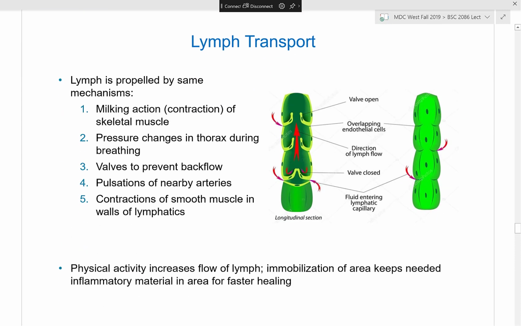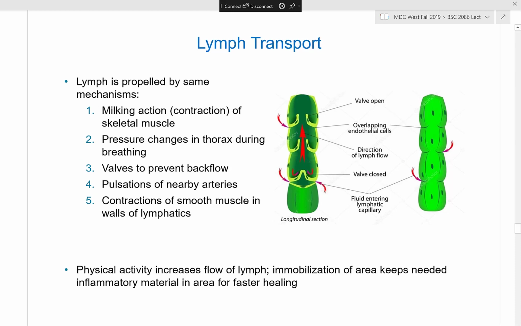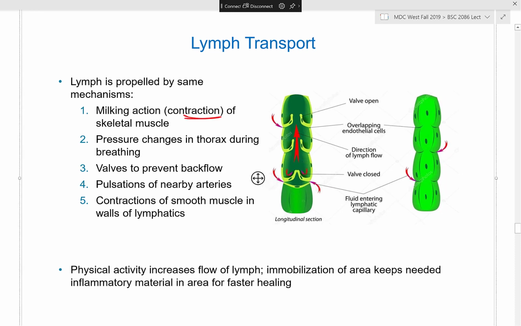Now, how does lymph get transported back towards the body? We said that the venous blood was transported back towards the body, right? The unidirectional valves, the contractions of the skeletal muscles. So there are going to be some similarities in here. The first thing is going to have a milking action, which means what? Contraction of your skeletal muscles.